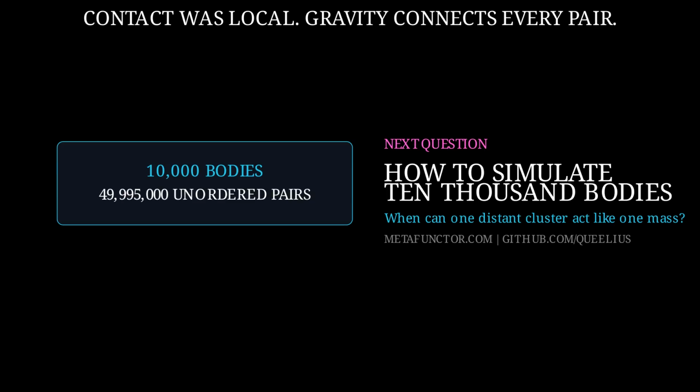The next episode changes the interaction law. When every body attracts every other body through gravity, 10,000 bodies create almost 50 million unordered pairs. The physics stays compact while the organization of the computation becomes the central problem.